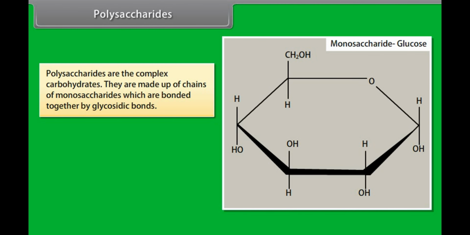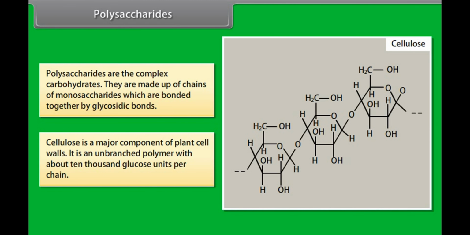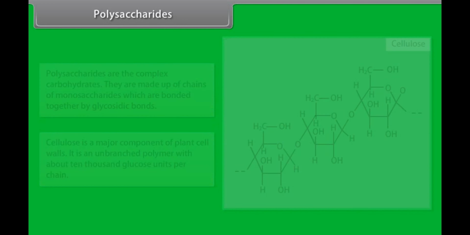Polysaccharides. Polysaccharides are the complex carbohydrates. They are made up of chains of monosaccharides which are bonded together by glycosidic bonds. Cellulose is a major component of plant cell walls. It is an unbranched polymer with about 10,000 glucose units per chain.